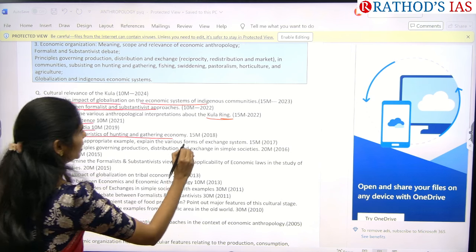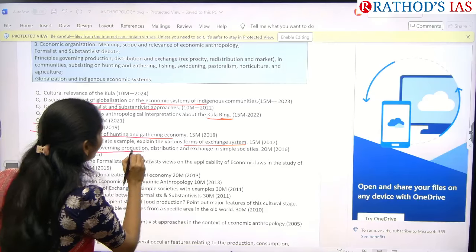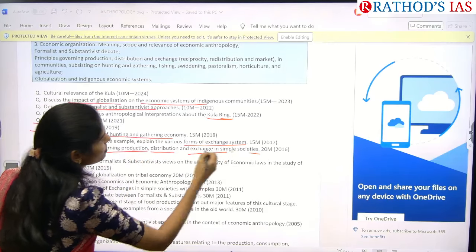And next, they talked about various exchange systems. We have 3 types of systems, as I said, like we have marketization, headmen, like that. You have to write 3. And next one is discuss the principles governing production, distribution, exchange in simple societies.